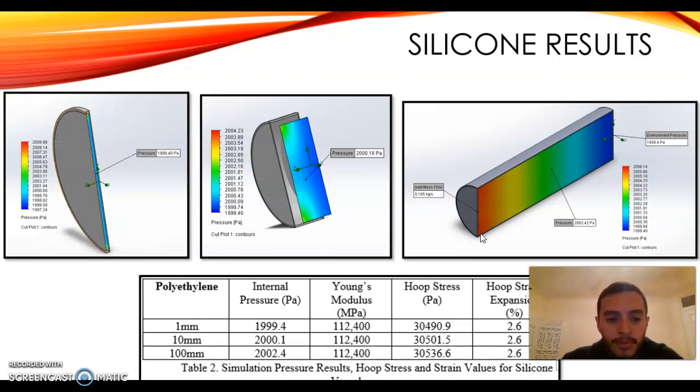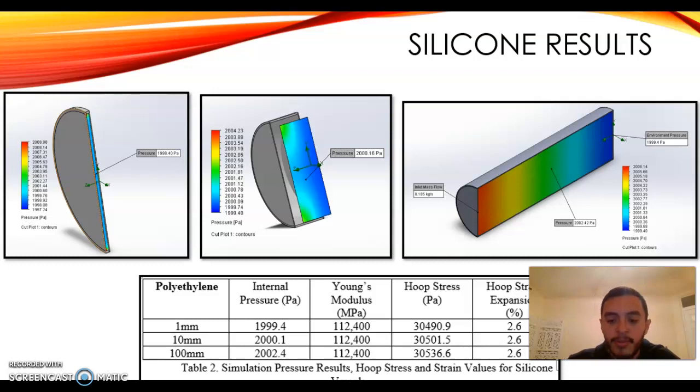The silicone pressure results are right here. As you can see, for a 1 millimeter long vessel made out of silicone, the internal pressure stays the same at 1,999.4 pascals. For the 10 millimeter long and 100 millimeter length vessels, the internal pressure was also fairly close at 2000.1 and 2002.4 pascals respectively.